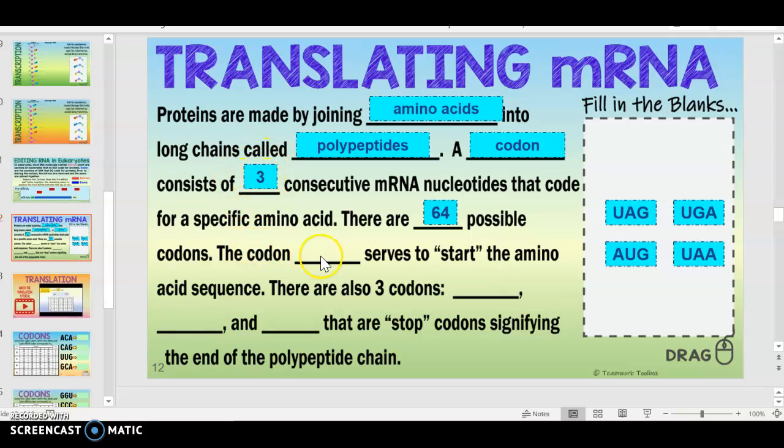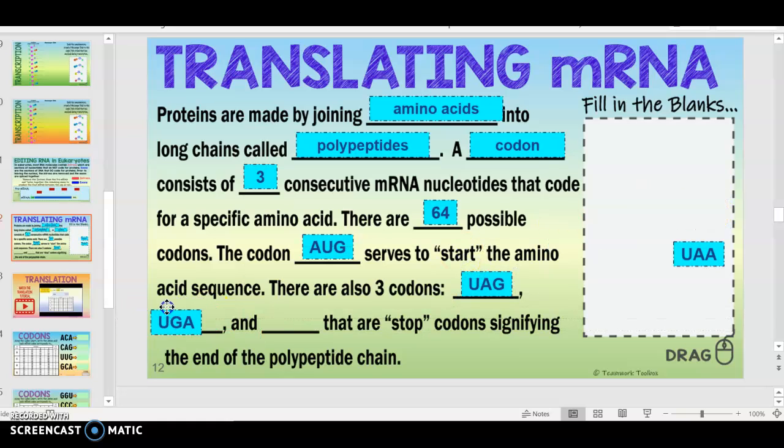All right, the codon blank serves as a start. That's going to be AUG, as you could tell from your worksheet you did earlier, that gives you MET. Serves as a start codon for your amino acid sequence, or the promoter. There are also 3 codons, and you can put these in any order, it doesn't matter. All of these, if you look at your chart, code for stop. All right, and the stop codon tells it to stop making that protein chain at that point.